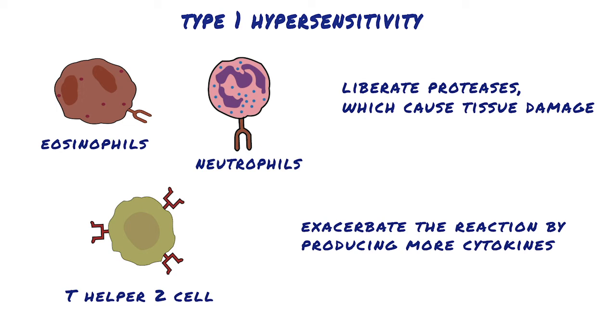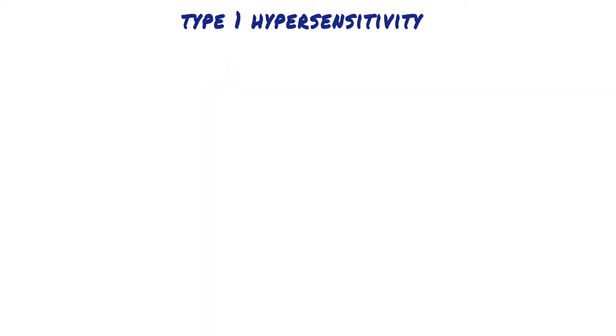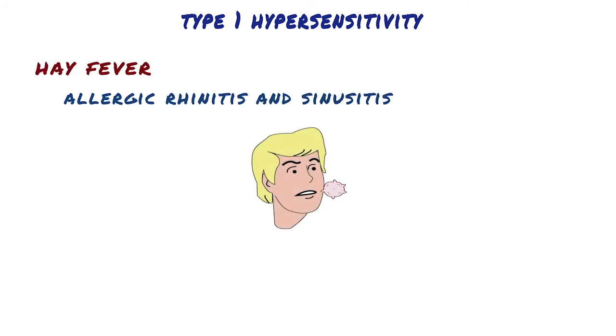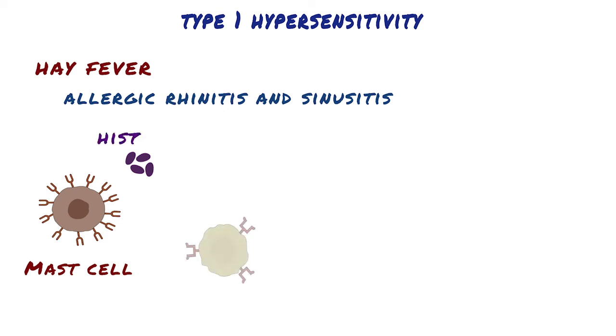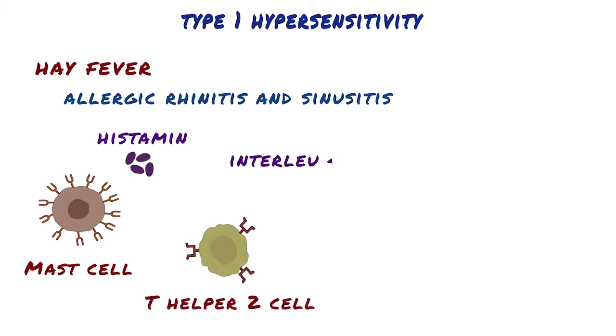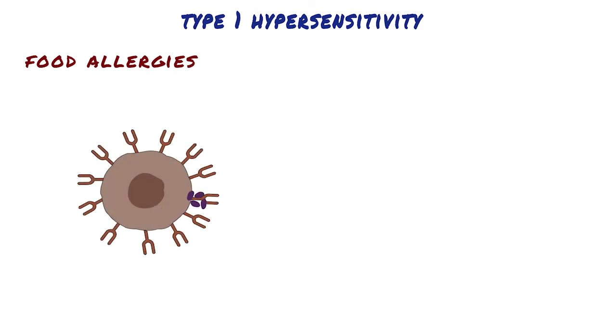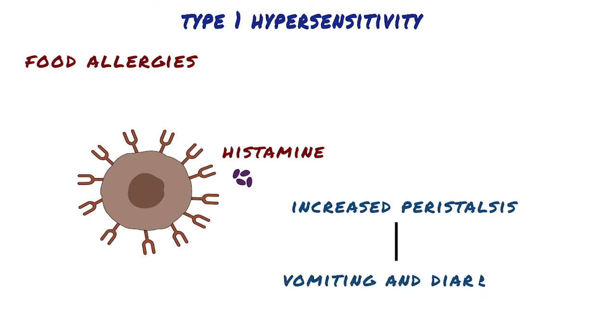Immediate hypersensitivity reactions have diverse clinical and pathologic features, all of which are attributable to mediators produced by mast cells in different amounts and in different tissues. Some mild manifestations, such as allergic rhinitis and sinusitis, which are common in hay fever, are reactions to inhaled allergens, such as a protein of ragweed pollen. Mast cells in the nasal mucosa produce histamine, and T helper II cells produce interleukin-13, and these two mediators cause increased production of mucus. In food allergies, ingested allergens trigger mast cell degranulation, and the released histamine causes increased peristalsis, resulting in vomiting and diarrhea.